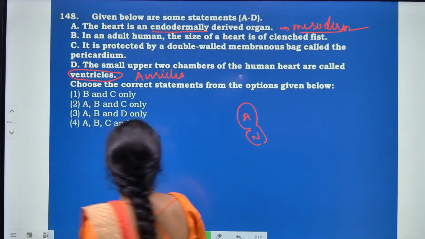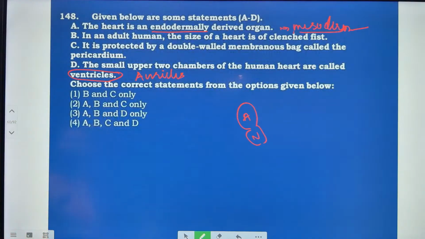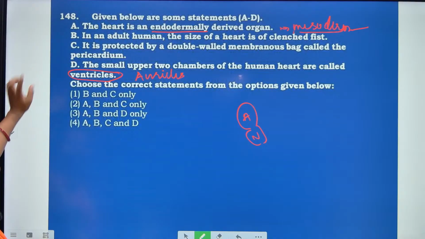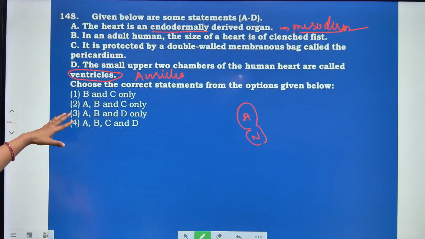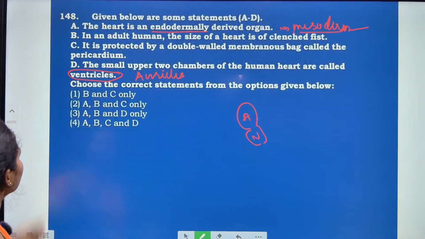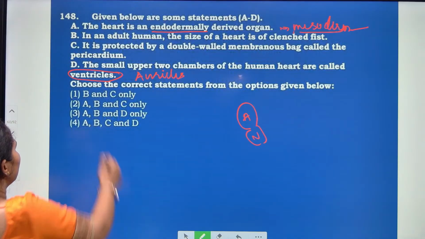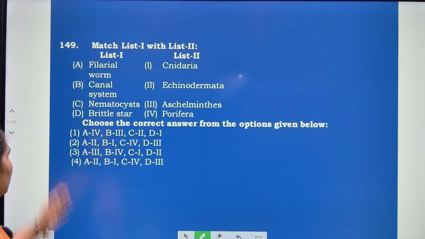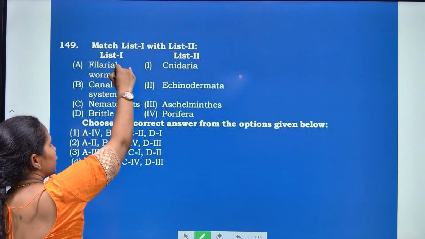So which are the statements here? Choose the correct statement from the options given below. A and D are incorrect. The remaining B and C are the correct options here. B and C, that is option A, is the right one. Now, you have to list it. I will list it here. Filarial worm, yes, worms belong to which phylum?